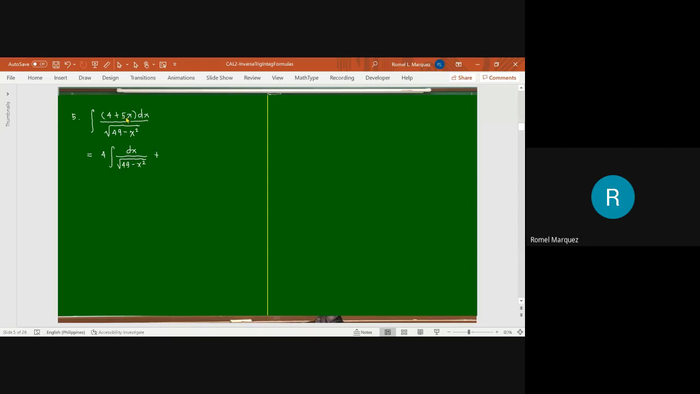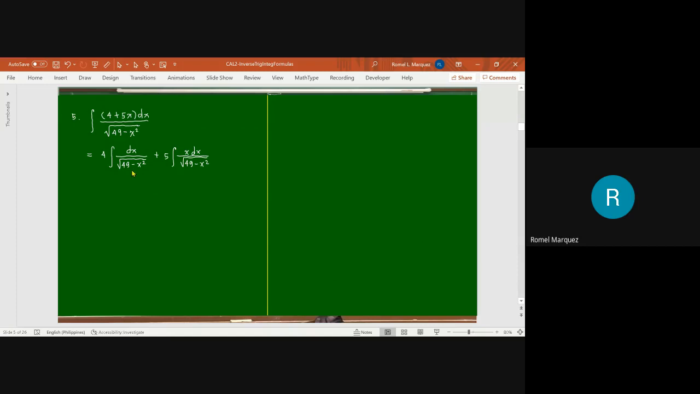Then the second one is 5 times the integral of x dx over square root of 49 minus x squared. Notice that if I have this as my u, 49 minus x squared, a possible du contains x, no? So x dx. So all you have to do is to correct in case there is a missing factor. One is leading to inverse sine, then the other one we can apply the general power formula.